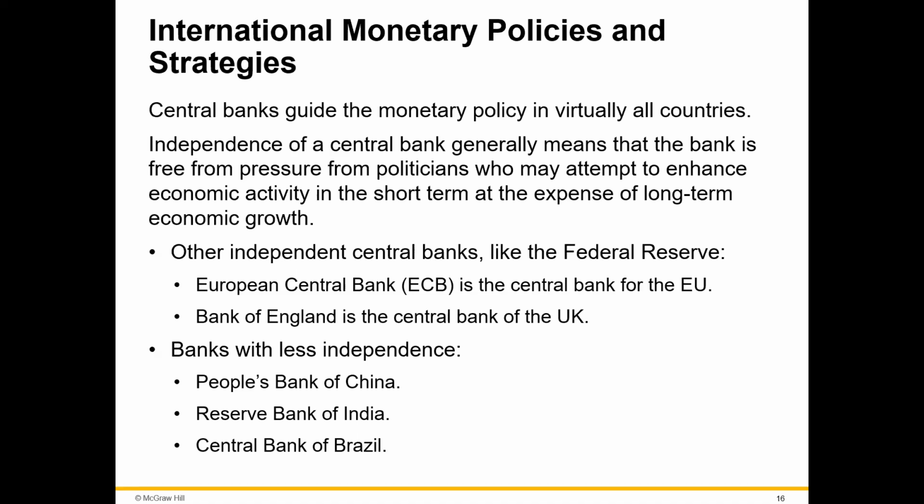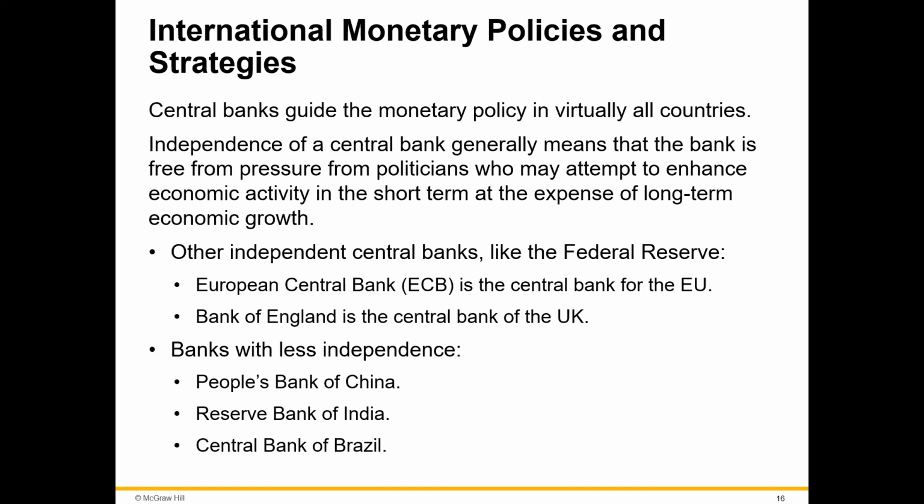Other independent central banks, like the Federal Reserve, out there on the international stage: there's the European Central Bank, which is the central bank for the European Union. Then you've got the Bank of England, the central bank for the UK. Remember that when the UK was part of the European Union, the European central bank would apply to them. However, once they completely separated from the European Union, they went back to having their own central bank. Now, banks that may have a little less independence: People's Bank of China, Reserve Bank of India, Central Bank of Brazil.